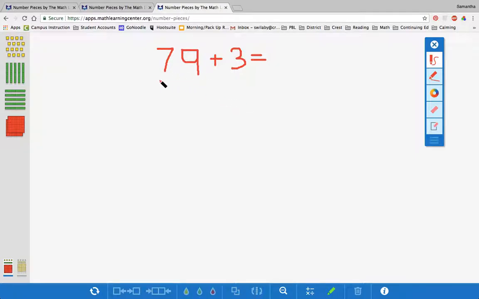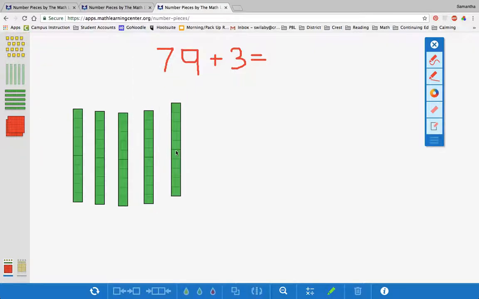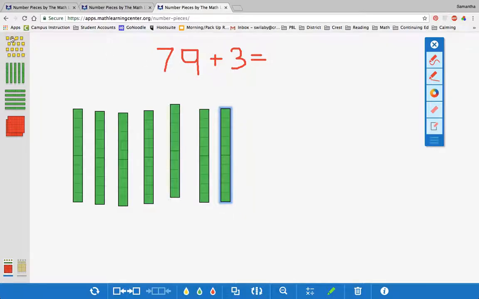So I see 79. So I need to build that first. 79 plus 3, we'll build this first. I see 7 tens, so I need 7 10 sticks. 1, 2, 3, 4, 5, 6, 7. I have a 9 in the ones place, so I'll need 9 ones. 1, 2, 3, 4, 5, 6, 7, 8, 9. I'm adding on 3 more ones, so I'll need 3 more ones blocks.